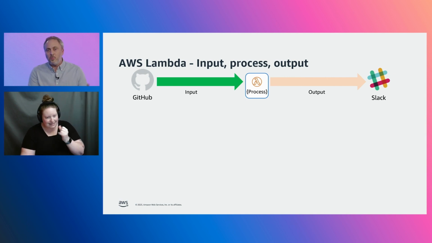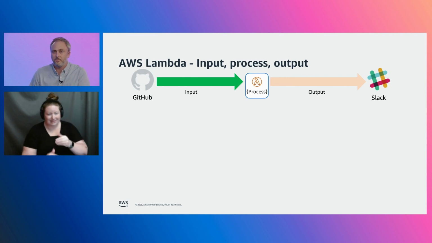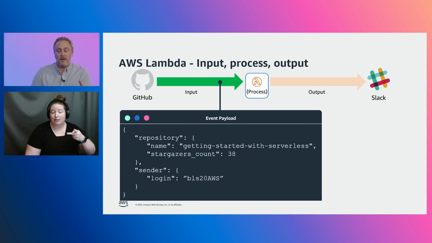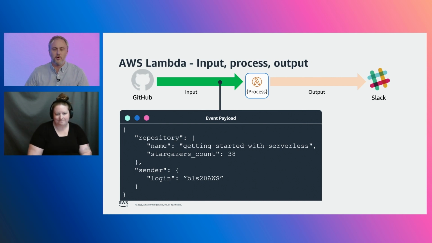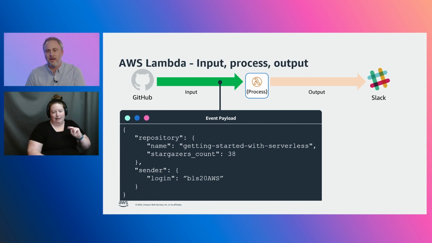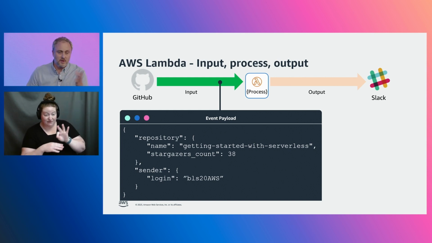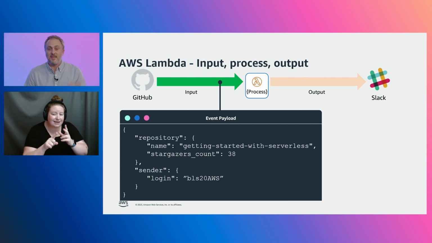So I just want to show what the input, the process, and the output is with this simple little webhook application. So the input, sometimes called the event payload when you're talking about Lambda, looks a little bit like this. This is just a subset of that input. Of course, there's way more data being posted to our Lambda function. But GitHub is essentially sending to my Lambda function some information about the repository, the name of the repository, the number of stars it has, and the name of the person that just did that action.